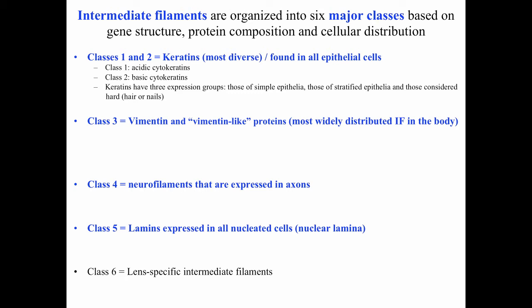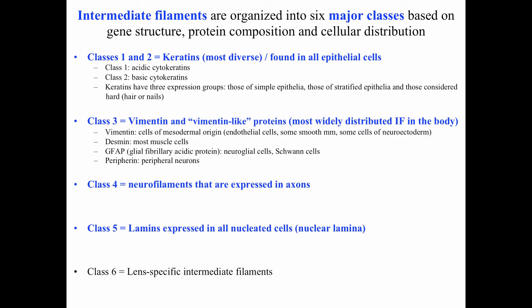Keratins also have 3 expression groups. There are those that are found in simple epithelia, those that are found in stratified epithelia, and those that are considered the hard keratins. And you know the hard keratins as the protein subunits of hair and nails. Class 3 intermediate filaments are vimentin and vimentin-like proteins. These are the most widely distributed intermediate filaments in the body.